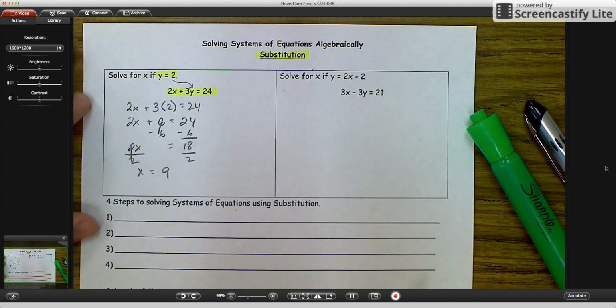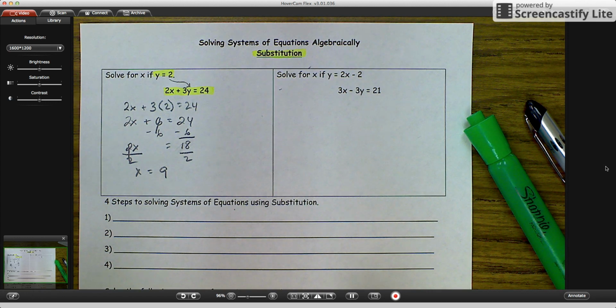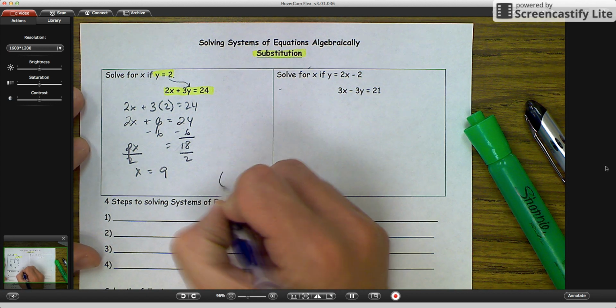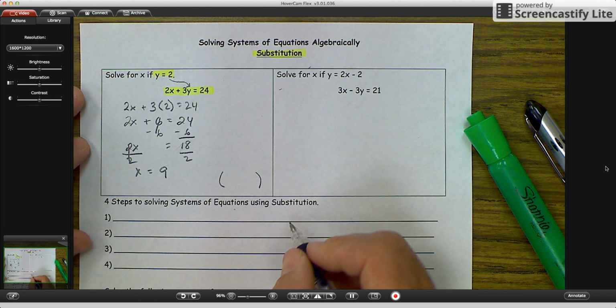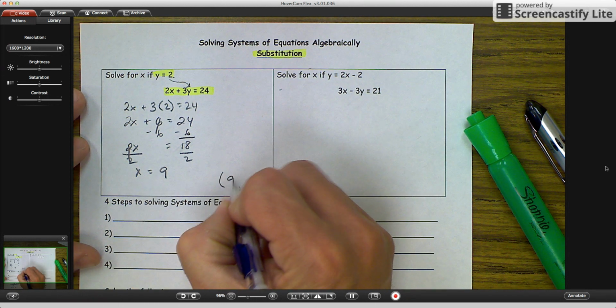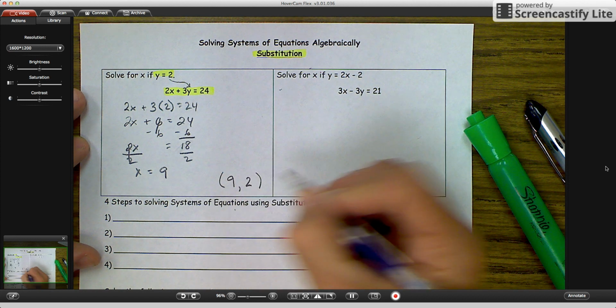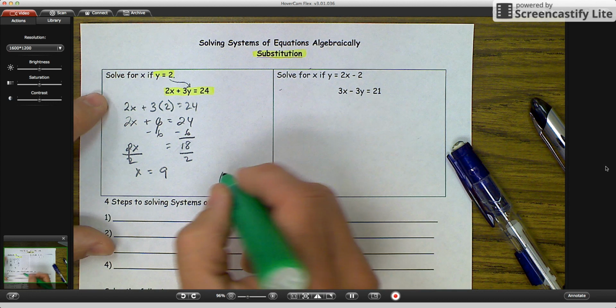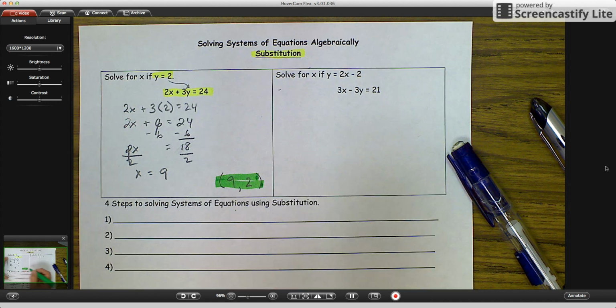Now, when we graphed our systems of equations, the solution was a point. So that's what it's going to be here. We're just doing it a different way. But the point is the x value, which is 9, and the y value, which is 2. So our solution, the answer, what we're looking for, is that point.